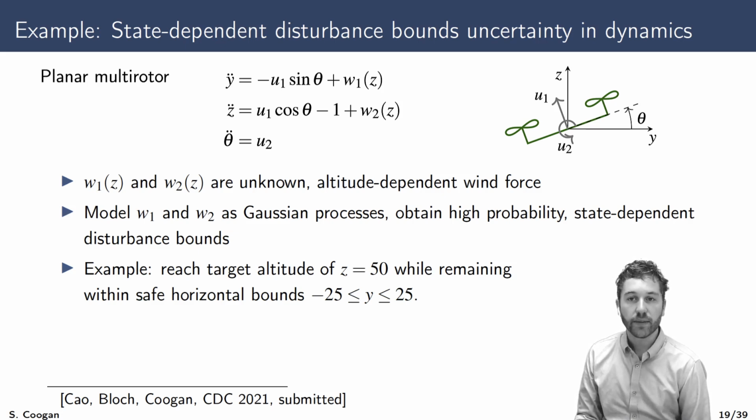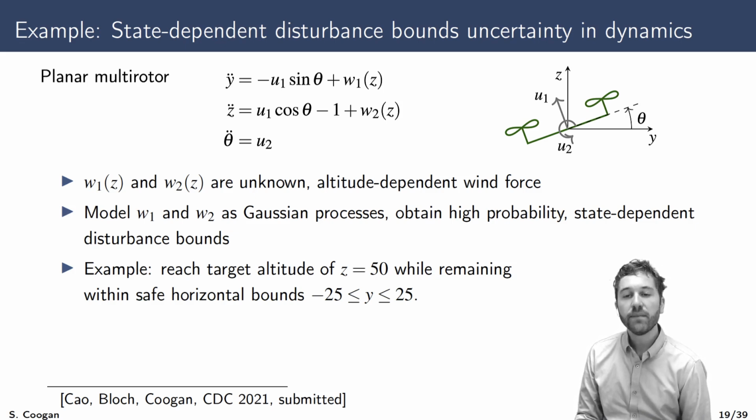Its dynamics are given by the following equations on this slide, where the states are vertical and horizontal position and roll angle and their derivatives. The inputs are thrust through the center of gravity and rolling moment. The disturbances W1 and W2 constitute an unmodeled wind field, assumed here to be a function only of vertical altitude. By modeling W1 and W2 as Gaussian processes and applying the mixed monotone systems theory presented thus far, we were able to obtain high probability state-dependent disturbance bounds that translate to high probability reachable set approximations.